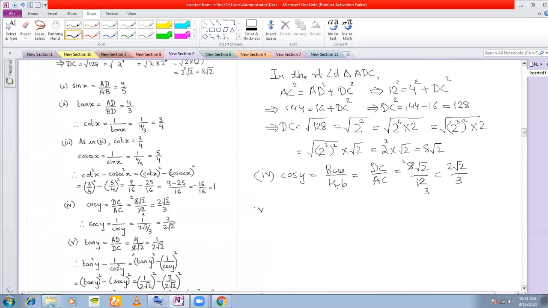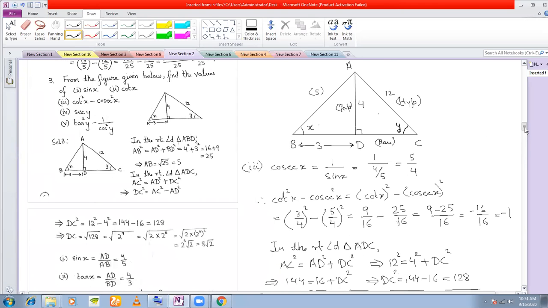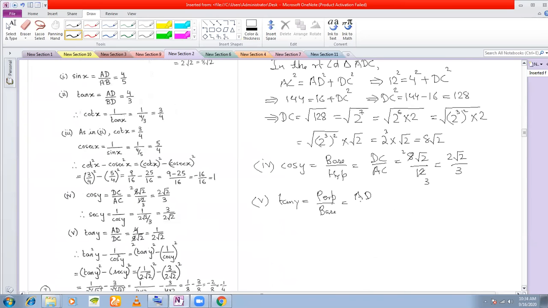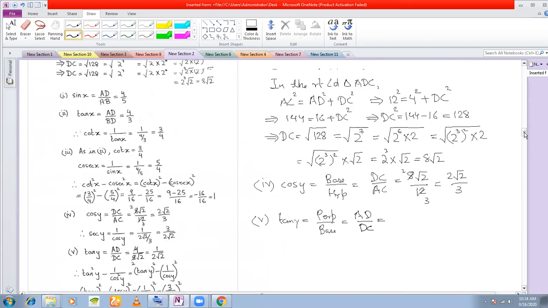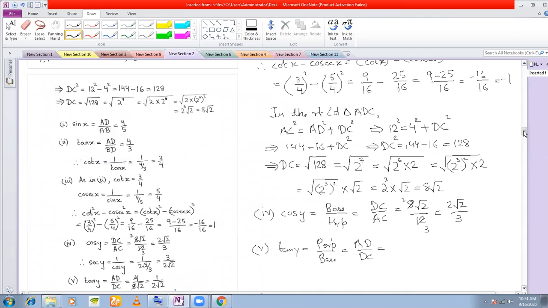The last one is tan square y minus 1 by cos square y. In order to calculate tan, we first calculate sin y. Sin y is perpendicular by hypotenuse. But maybe we can calculate tan y directly. Tan y is perpendicular by base. In this diagram, the perpendicular is AD and the base is DC. So this is AD by DC. And AD is 4 and DC is 8 root 2. Okay, so I think I'll stop here. I'll complete this problem in the next class.